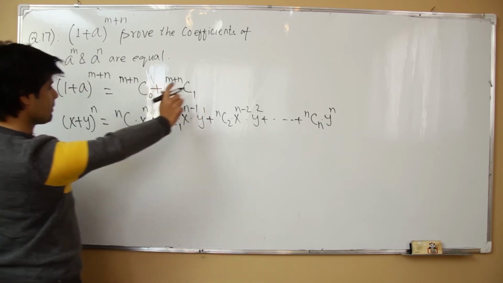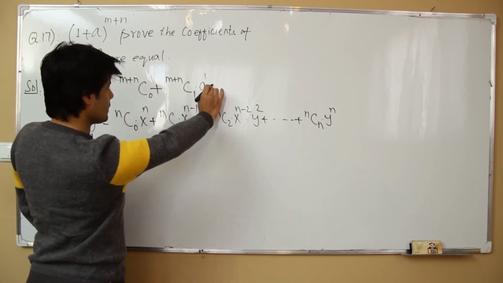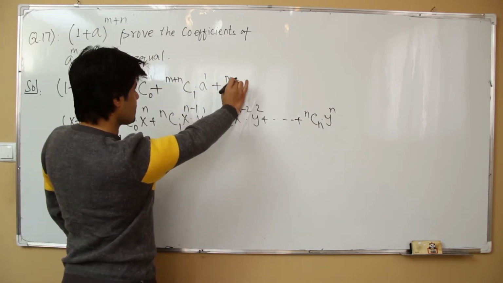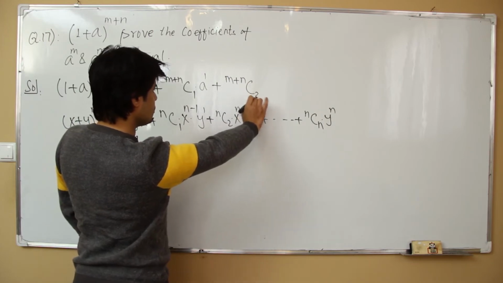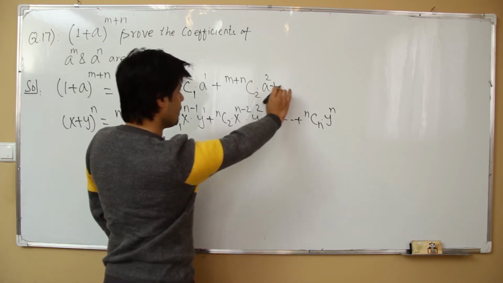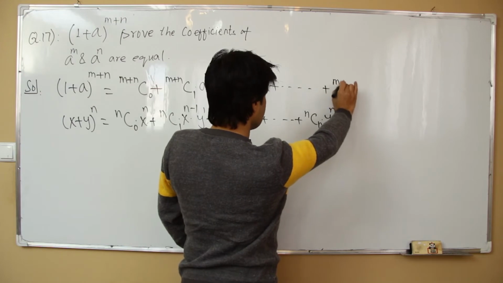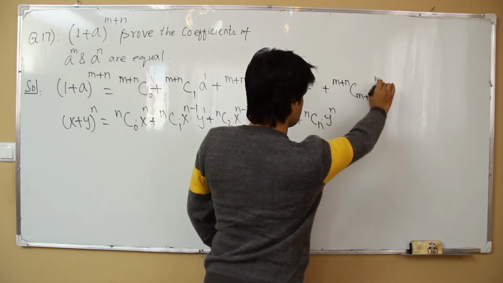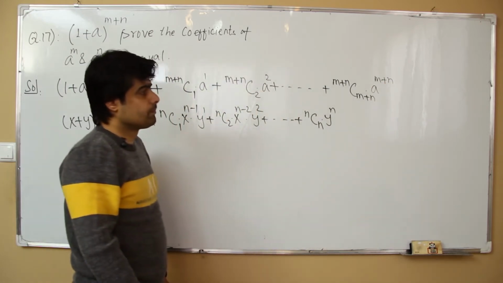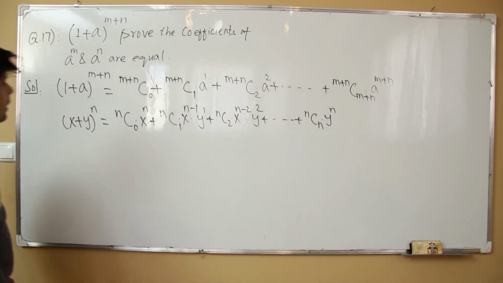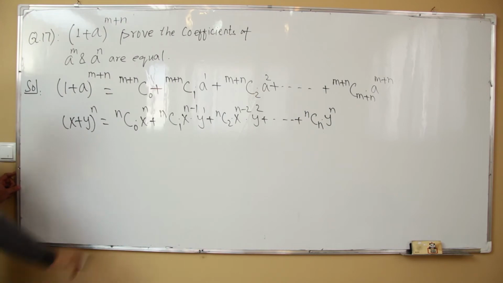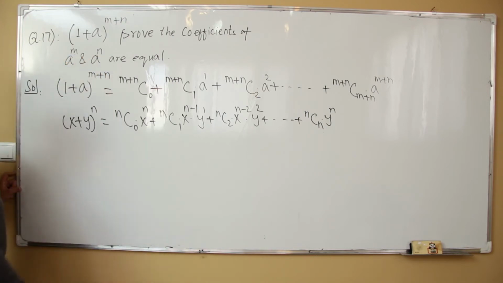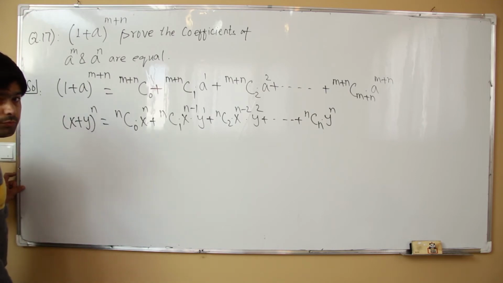Now what is the next term? a raised to the power 1. I think you have got it. Now what is the third term? (m+n)C2 a square, like this one, up to (m+n)C(m+n) times a raised to the power m + n. Am I right? Yes. Now what is the question? The question is, the coefficient of a to the power m and a to the power n, are they equal or not? Prove this one.